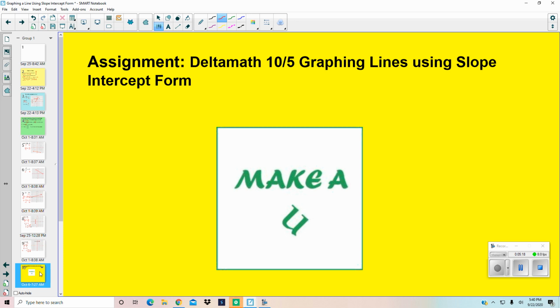Make a U-turn. Okay, but don't do it if there is a sign that says no U-turns, because that might get you a ticket. Reach out if you need help.